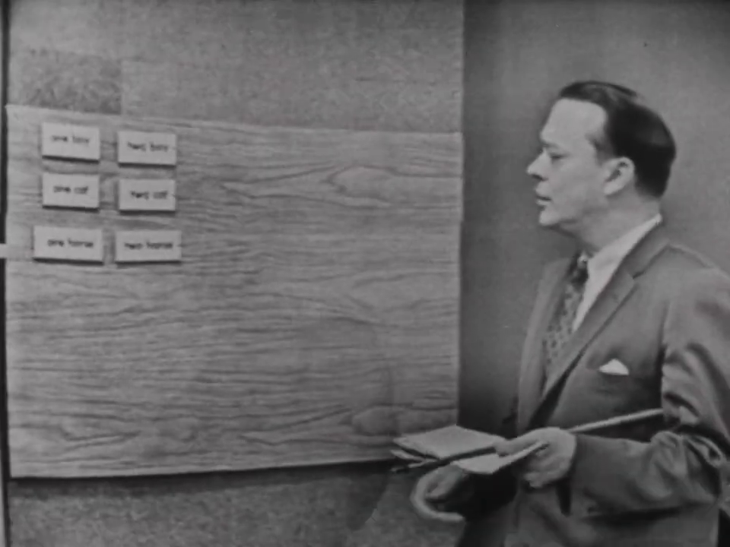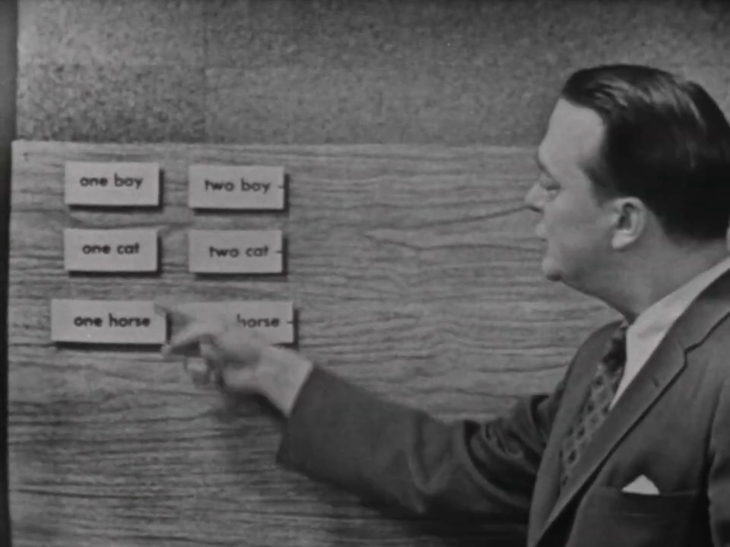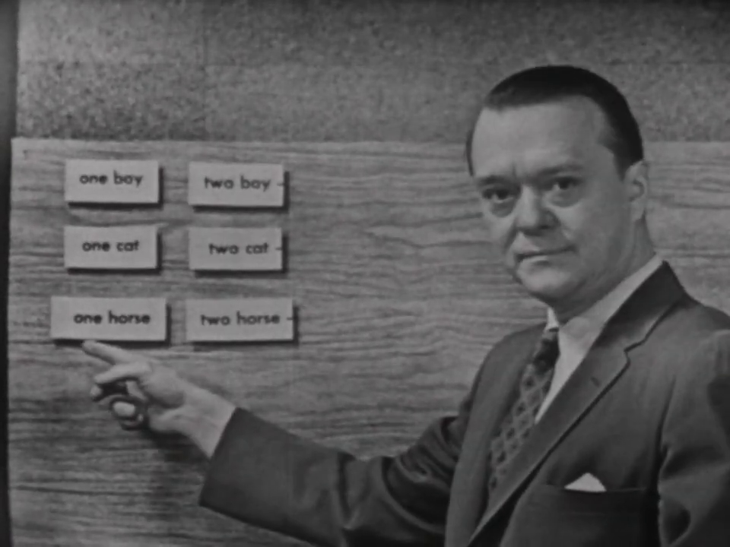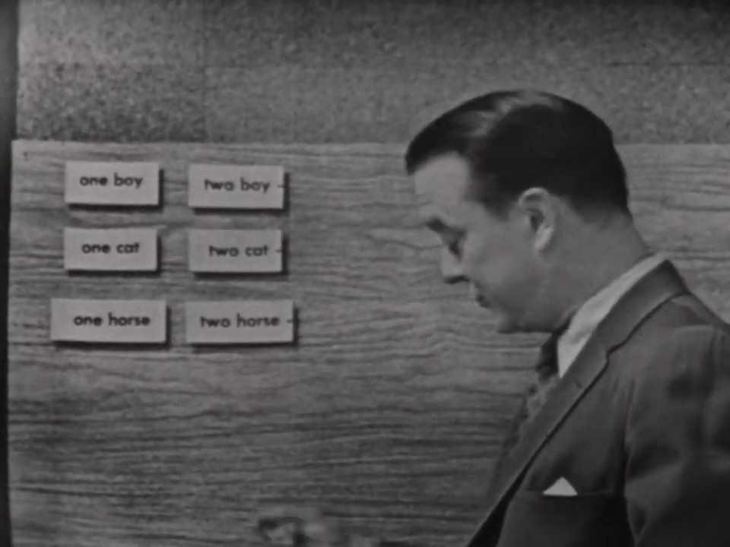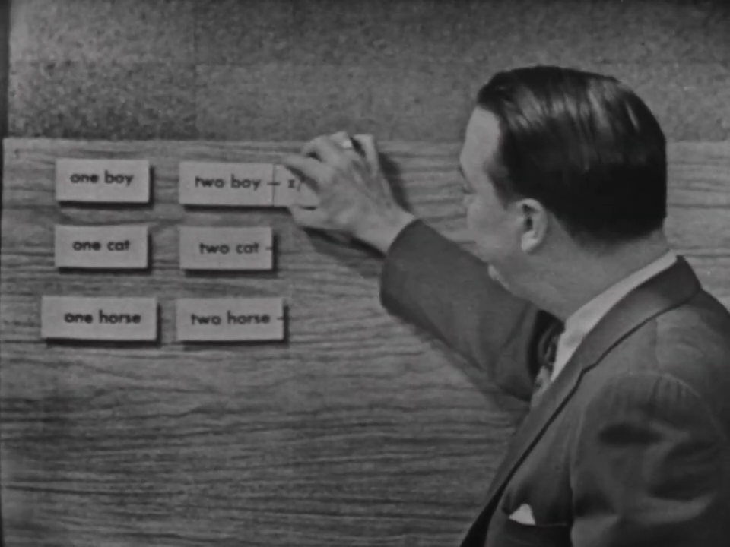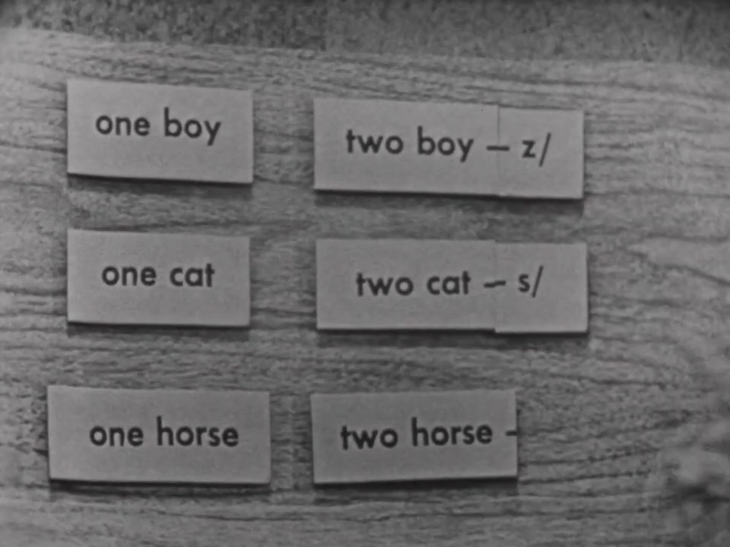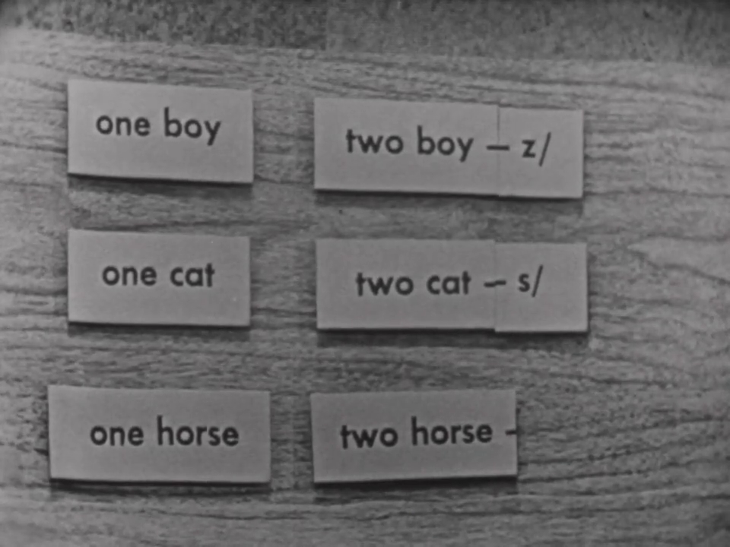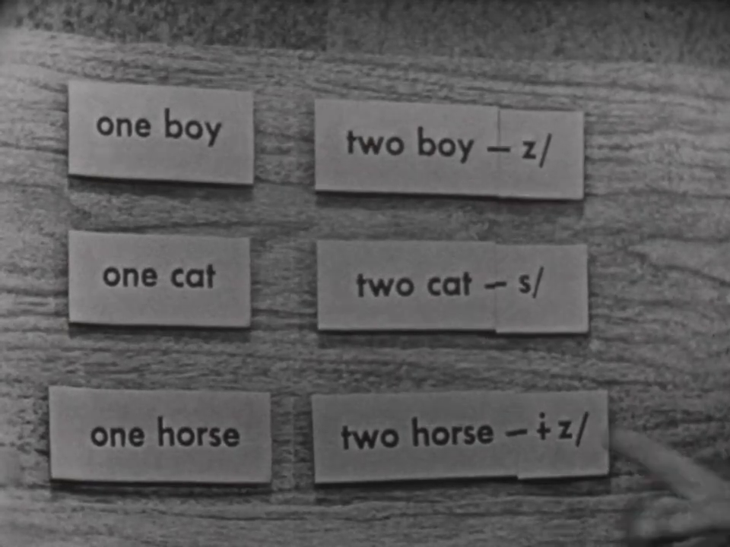For instance, here we have the word boy, the word cat, and the word horse. These are words that we were just looking at from our sentences with one in front of them. Now, when two occurs in front of them, notice what happens in this particular distribution frame. One boy demands a Z phoneme, two boys. One cat, when you put two in front of it, demands an S, two cats. And in the case of horse, we get two horses, a barred IZ.